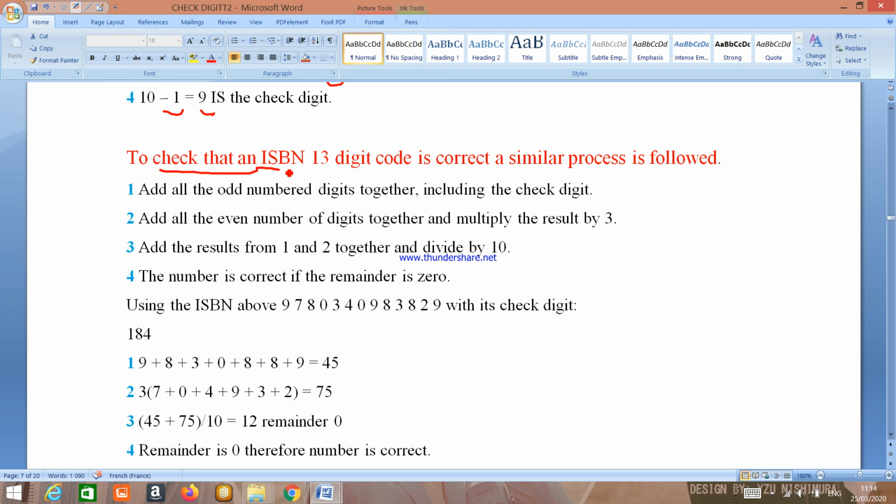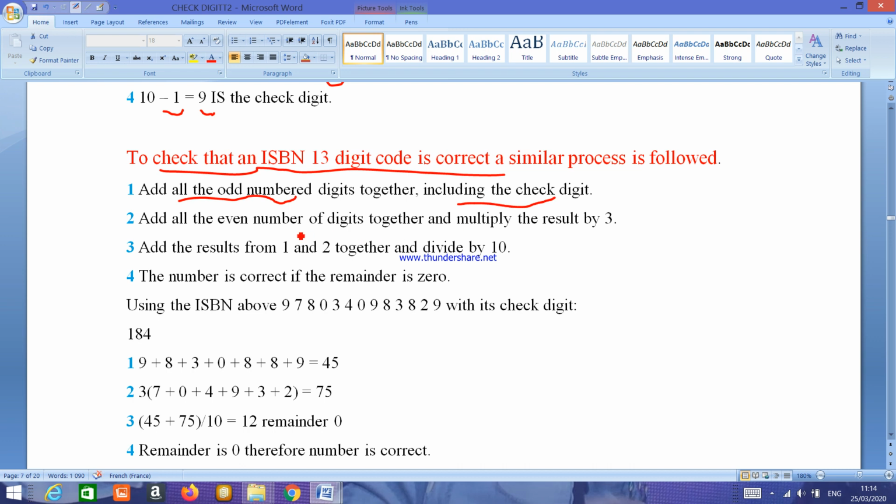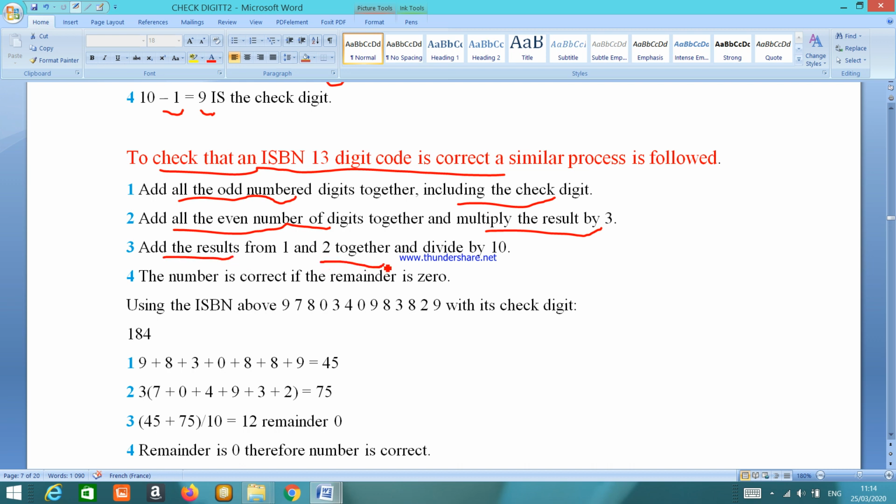Now, how can you check that the check digit is correct or incorrect? Same thing, you add all the odd numbers, including the check digit in this case, and you add all the even digits together, you multiply the result by 3, and you add the result from 1, that is odd, and the result from 2, which is even. You divide by 10, and if the remainder is 0, it means that the number is correct. But remember, in this case, to check the correctness, we have to take into consideration the check digit also.